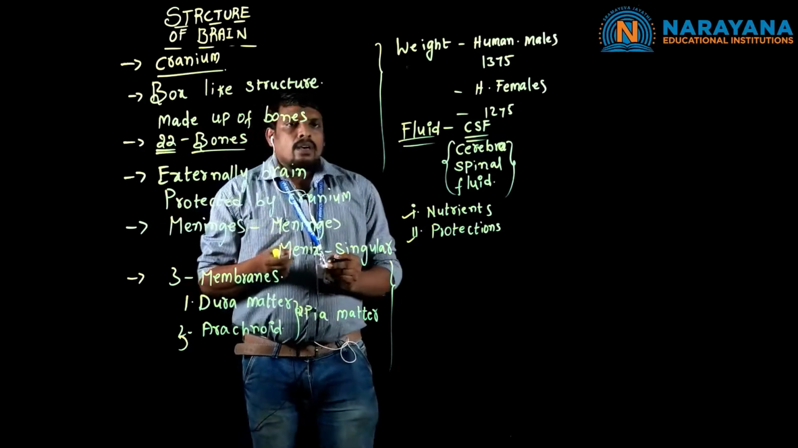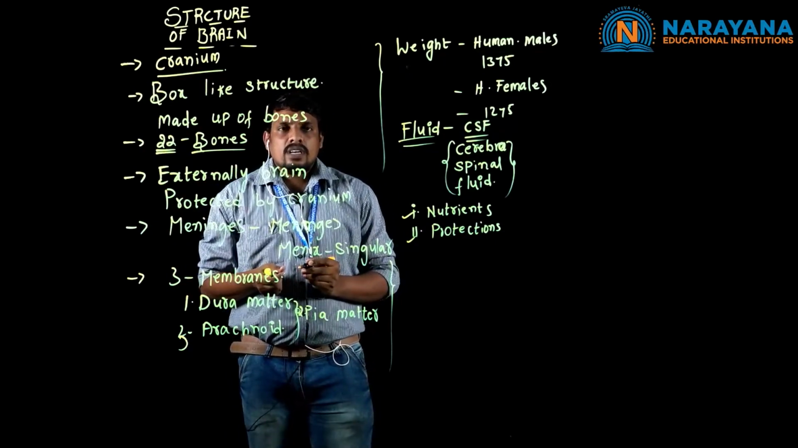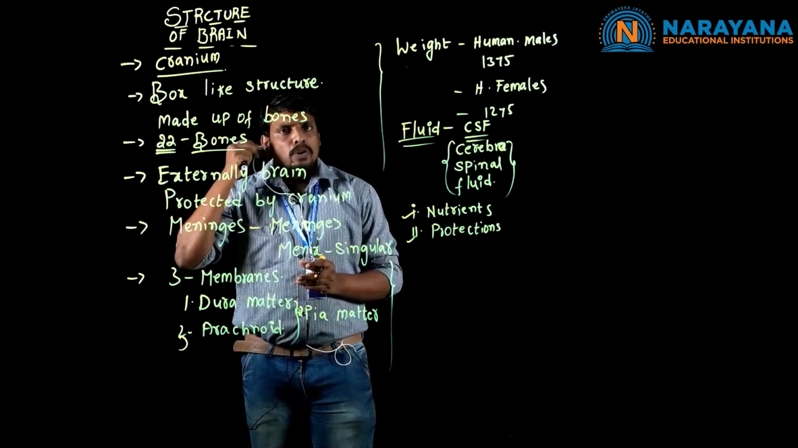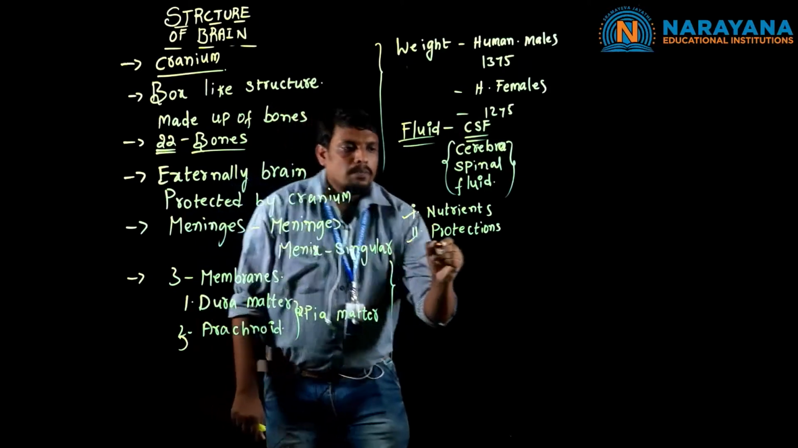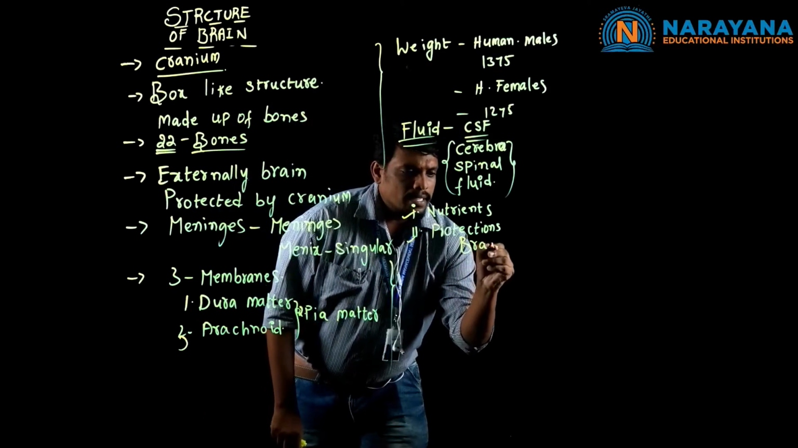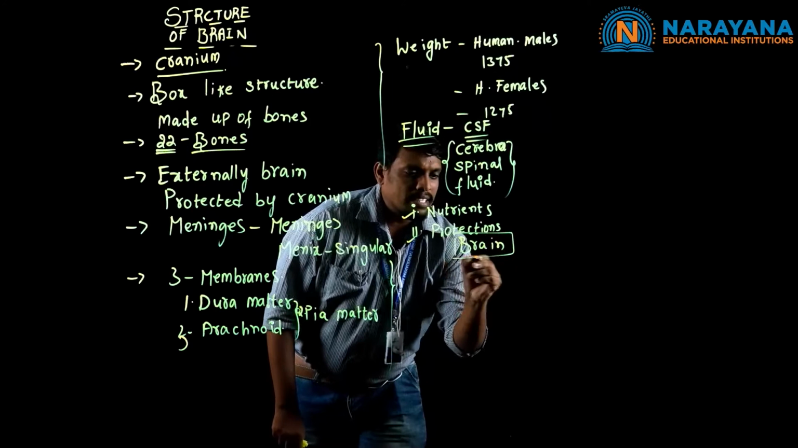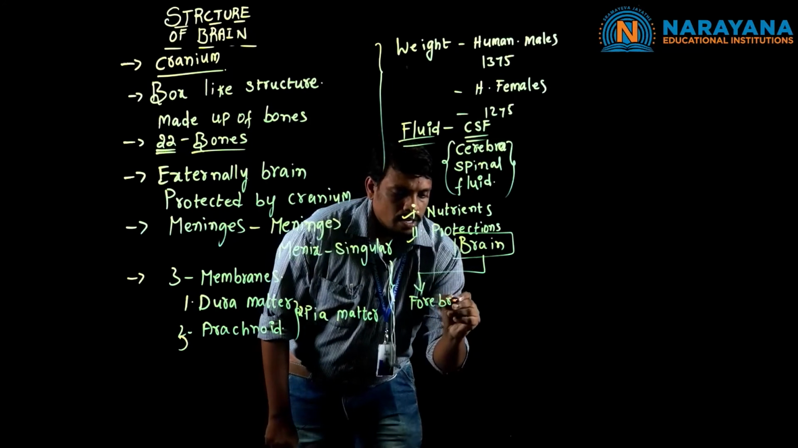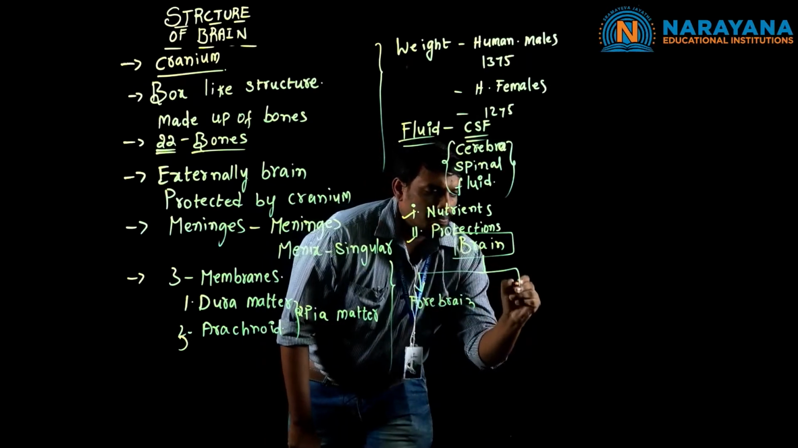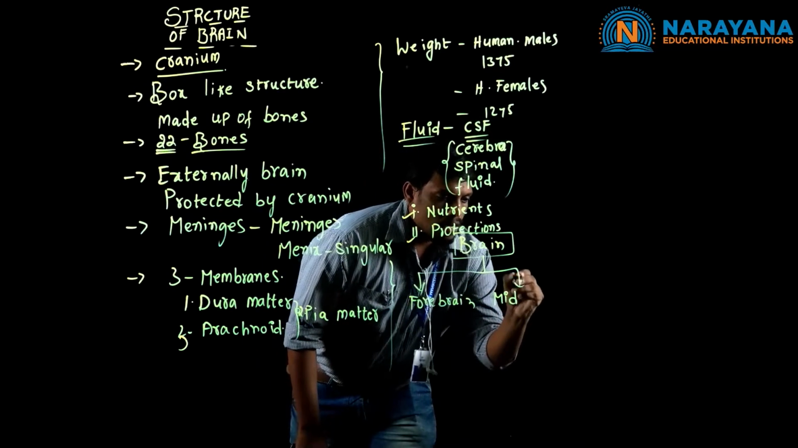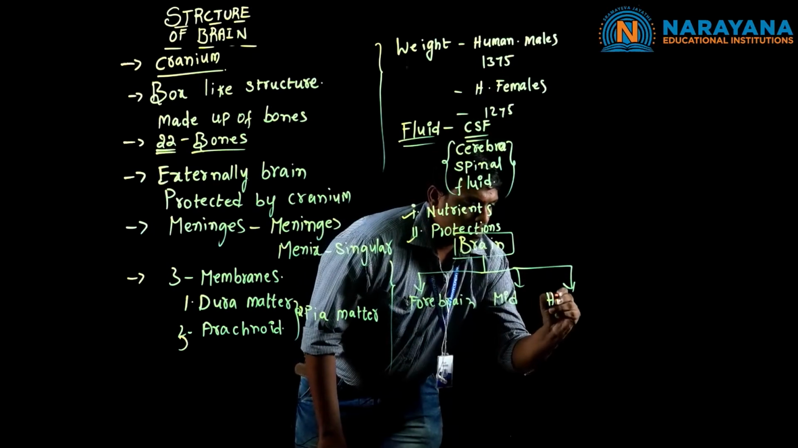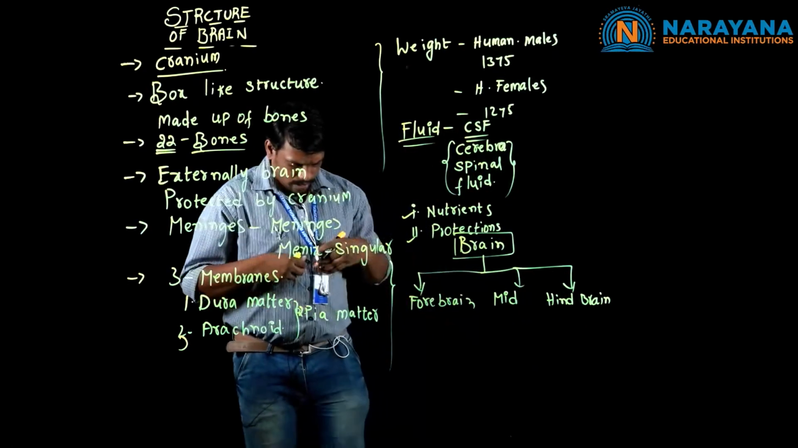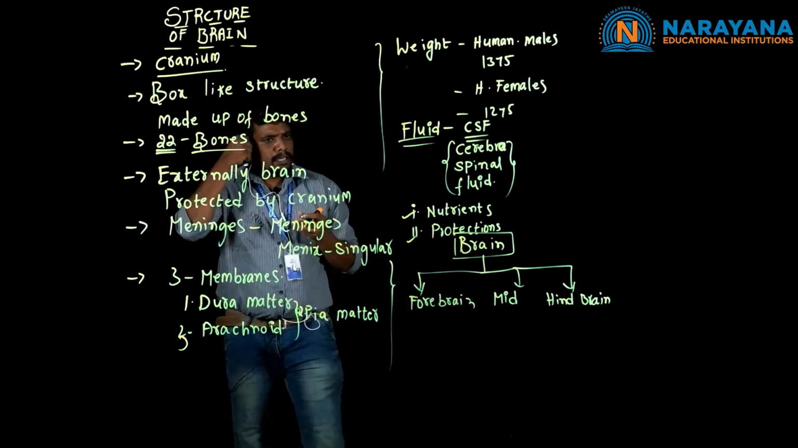Students, based upon the structure and functions, the brain is divided into 3 divisions. What are those 3 major divisions? First division is forebrain. Second division is midbrain. Third division is hindbrain. What are the 3 major divisions of the brain?